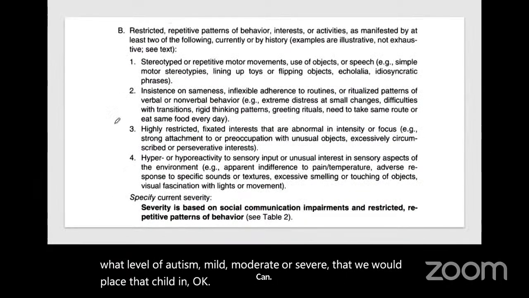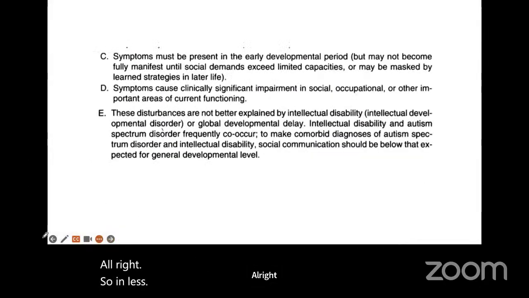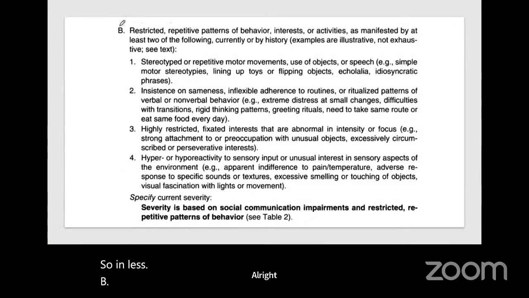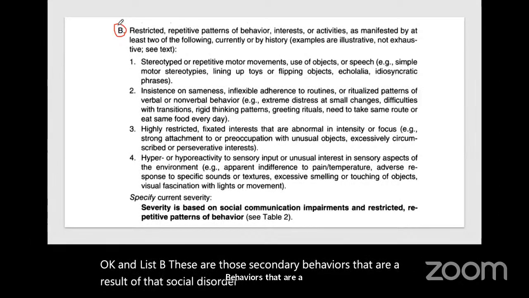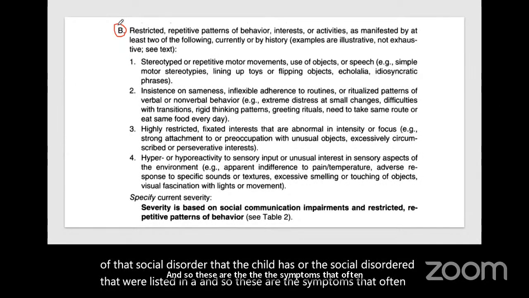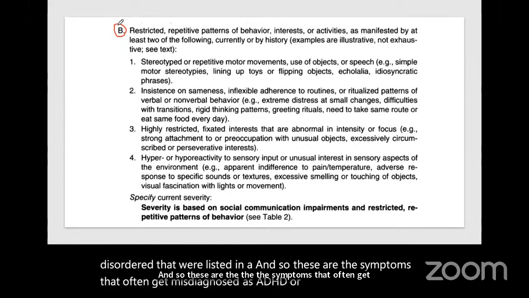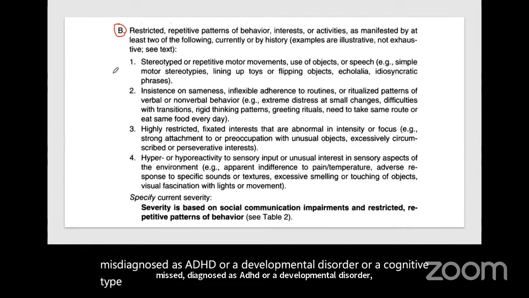All right, so in list B, these are those secondary behaviors that are a result of that social disorder that the child has, the social disorder that was listed in A. And so these are the symptoms that often get misdiagnosed as ADHD or a developmental disorder or a cognitive type disorder, okay? So this is where we have to be careful.